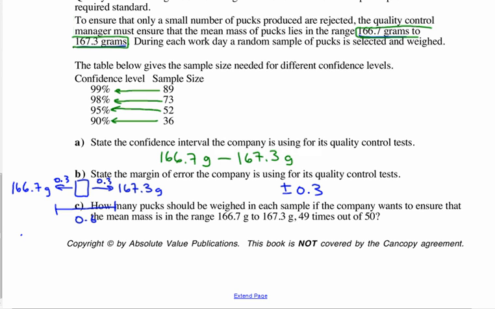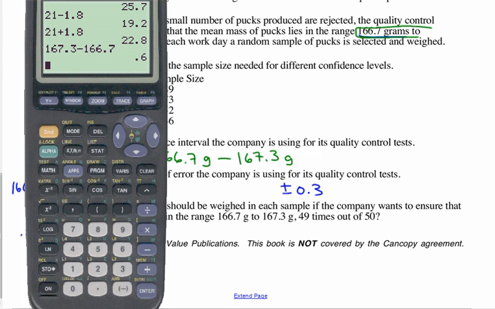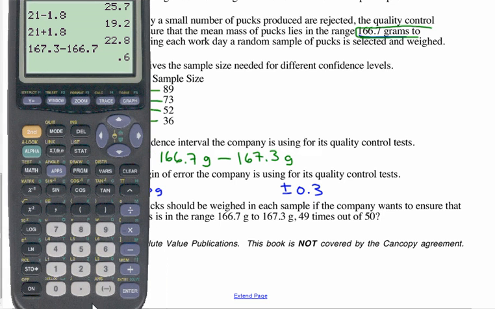Okay, so how could you get that middle number now? Well, 166.7 plus 0.3 would give me 167.0. And if I add another 0.3, that gives me 167.3. You could have also found the middle number by averaging the two, which is adding them together, divide by 2.